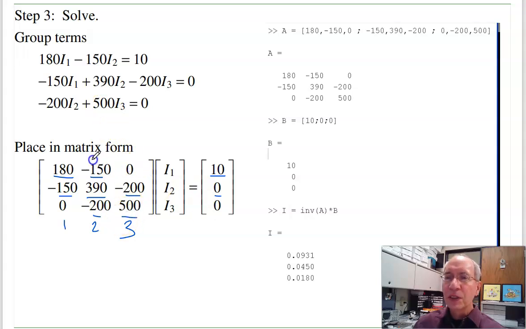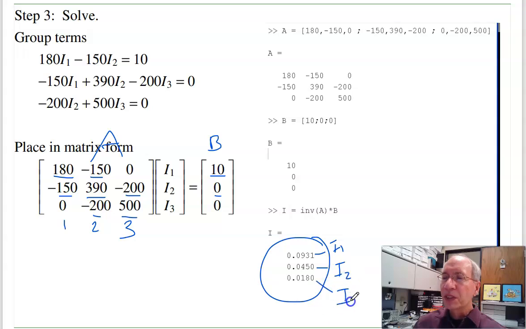To solve, let's call this A. Let's call that B. Throw that in Matlab. Here's A. Here's B. The current then is the inverse of A times B. There's the current. And that's I1. This is I2. And this is I3. The reason they're in that order is that's how I set up my equations.